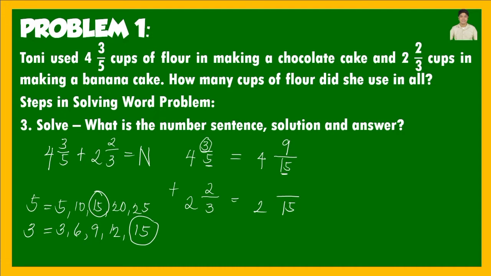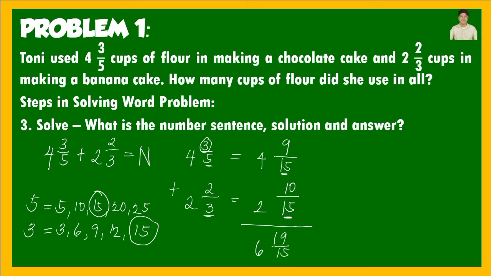Next, 15 divided by 3, that is 5. Times 2, 10. And then, since pareho na silang fractions, similar fractions sila, pwede na po nating i-add. So, 4 plus 2, that is 6. 9 plus 10, that is 19 over 15.